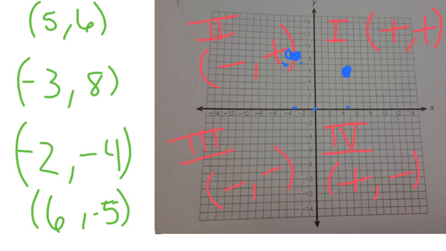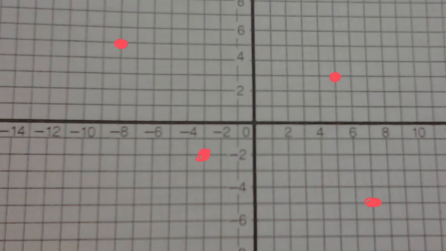Then to graph negative 2, negative 4, I would go over negative 2 and down 4 and be right there. And to graph 6, negative 5, I would go over 6 and down 5 and be right there. It's easy to graph points. Now, here are 4 points that are graphed. So now we need to figure out their address. What is the ordered pair that goes with these points?